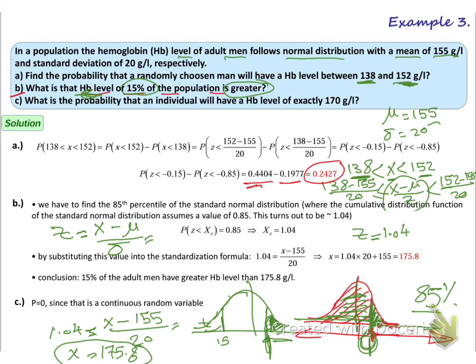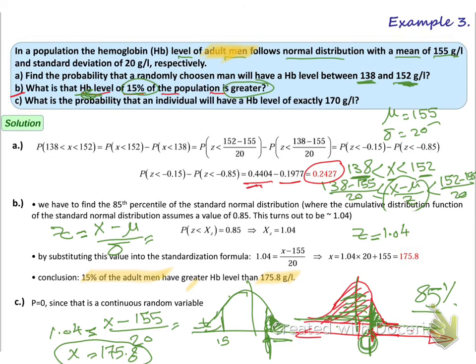If you look at the conclusion here, 15% of the adult men, because this experiment is for the adult men, of the adult men have a greater high blood pressure level than 175. So this is the point which it is asking about.